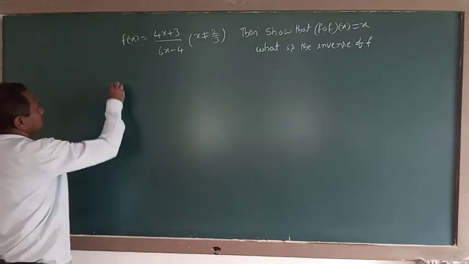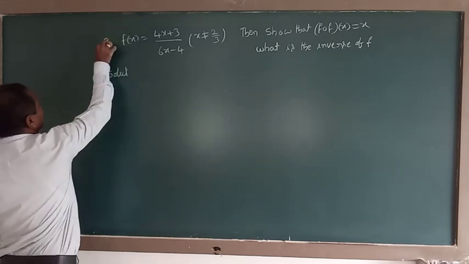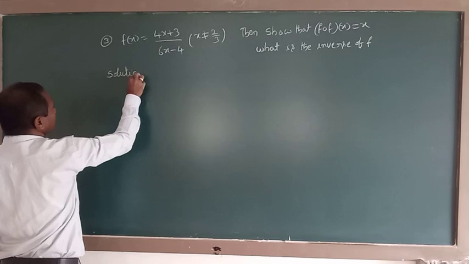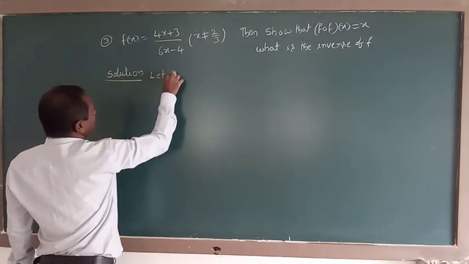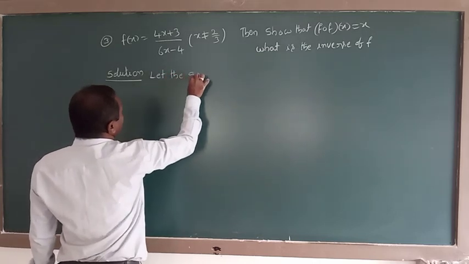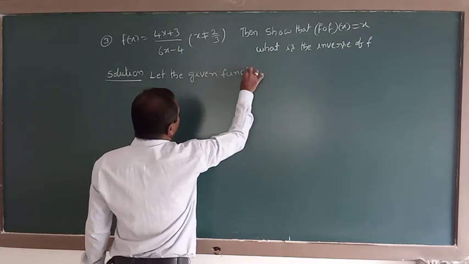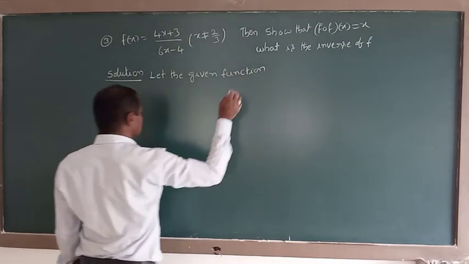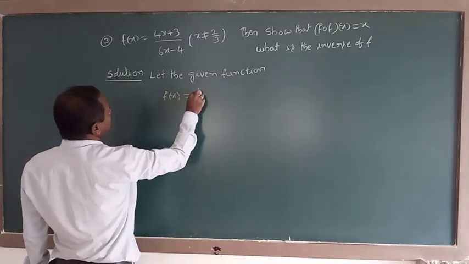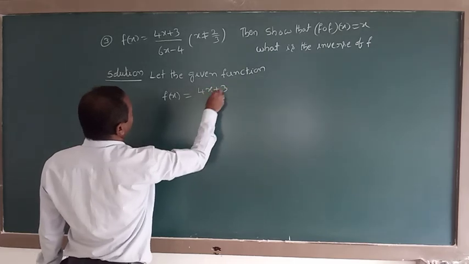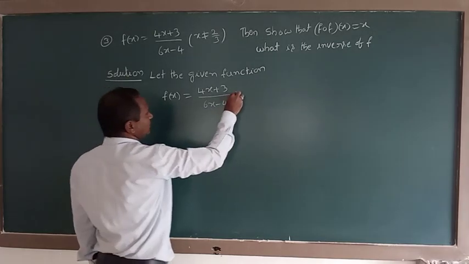The solution for this question: let the given function f of x equal to 4x plus 3 whole divided by 6x minus 4. This is equation number 1.